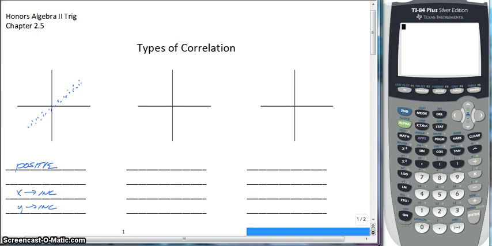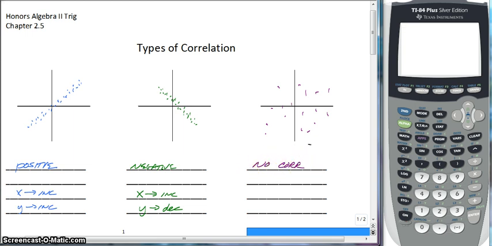Now we have another type of correlation, which I'm sure you can guess would be negative. Now that's as X increases, Y decreases. So that would be a negative correlation. As X increases, Y decreases. And then the last one is actually just called no correlation. That means you just have information that is absolutely all over the place and you can't find any correlation whatsoever.